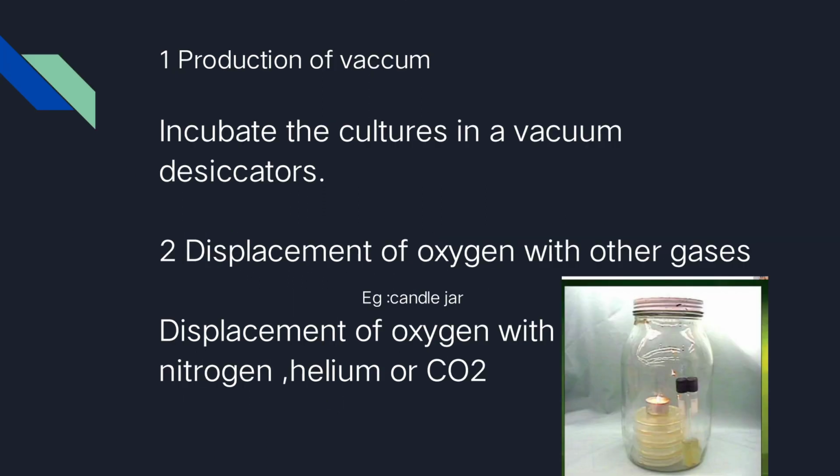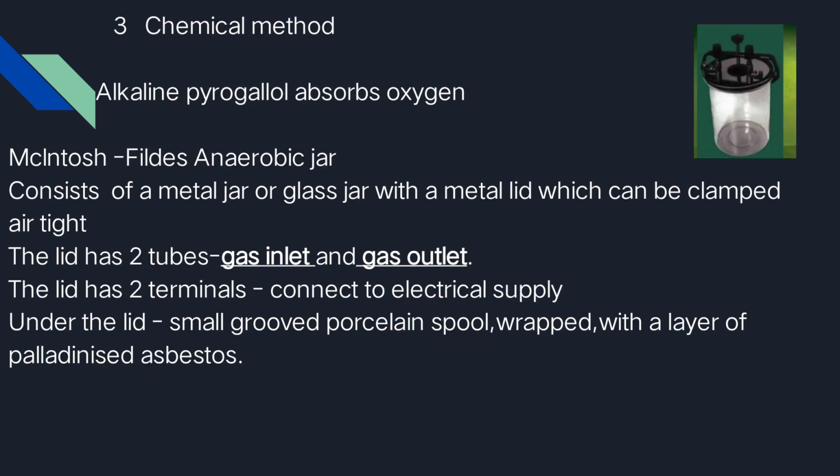First one is the production of vacuum. Incubate the cultures in a vacuum desiccator. Second one is the displacement of oxygen with other gases. Example is the candle jar. Displacement of oxygen with nitrogen, helium or carbon dioxide. Third one is the chemical method. Alkaline pyrogallol absorbs oxygen.